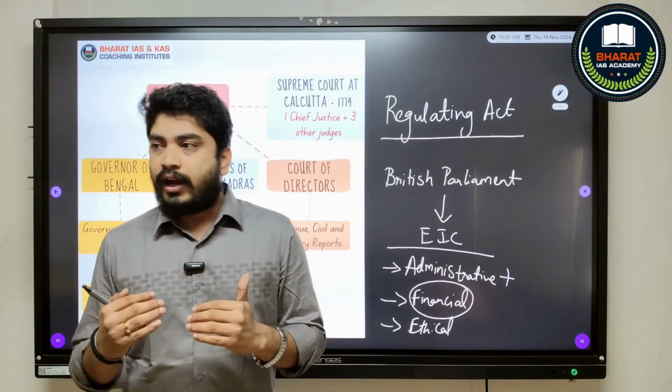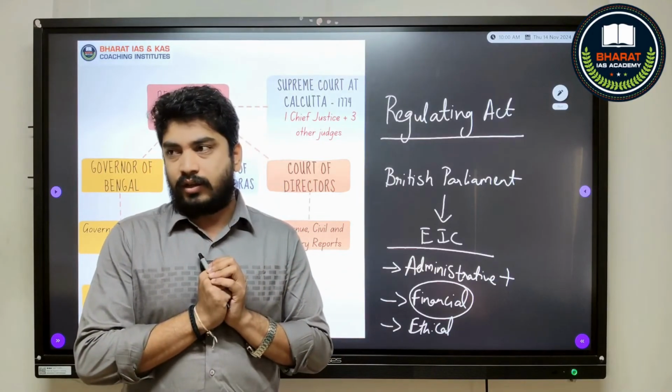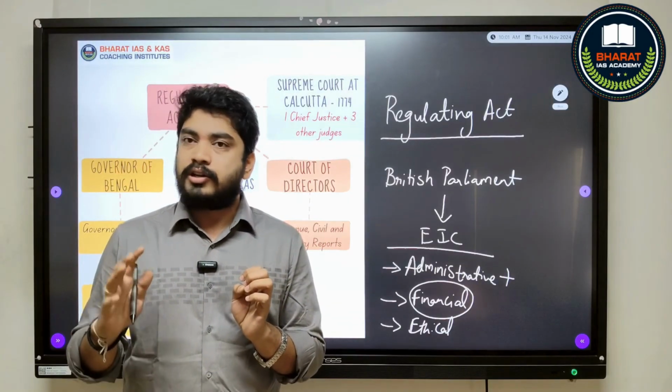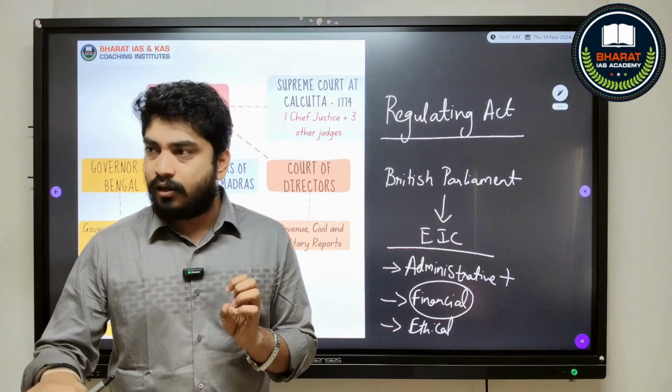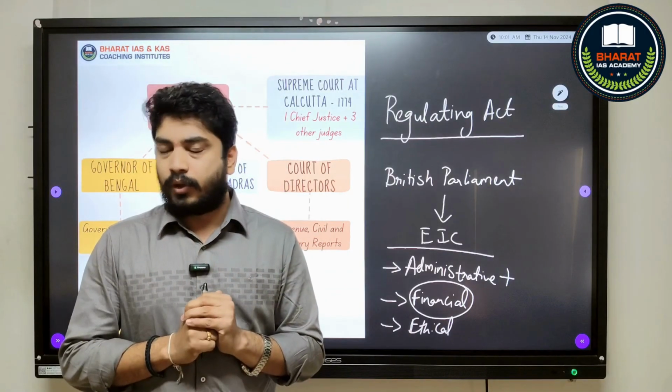Overall, this act can be seen in two ways. One was to control the affairs of the company, and in an indirect manner, the British government or Parliament slowly entering India to control the administration in India. Okay, thank you.